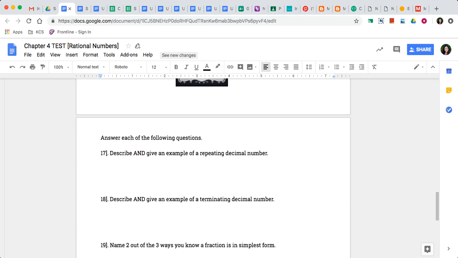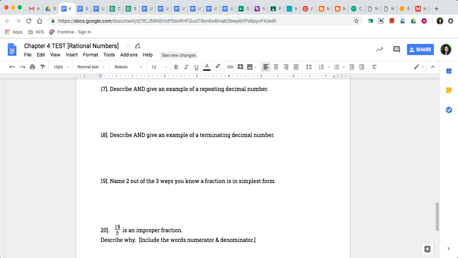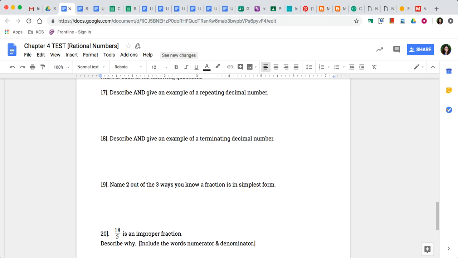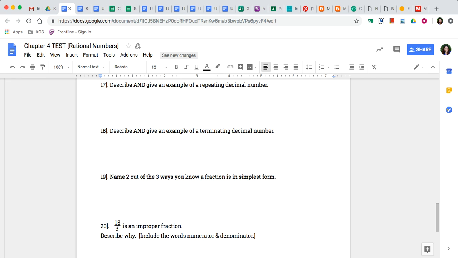All right, answer the following questions for 17, 18, 19, and 20. You guys did really good on these for your quiz, so I expect you to do just as well on this. So 17, describe and give an example of a repeating decimal. So you need to describe and give an example of a repeating decimal. Number 18, describe and give an example of a terminating decimal. Describe and give an example. So 2 things, a terminating decimal.